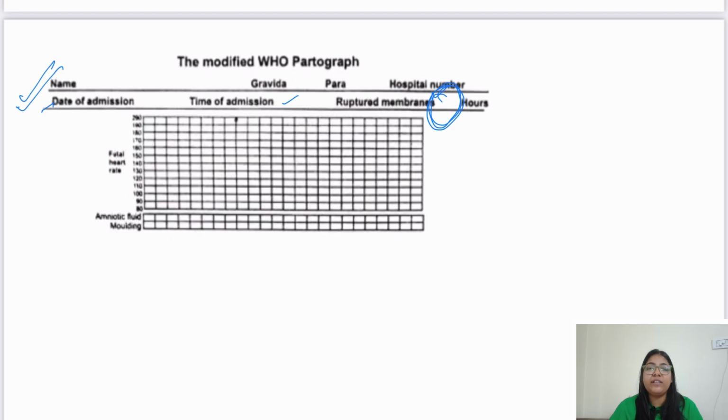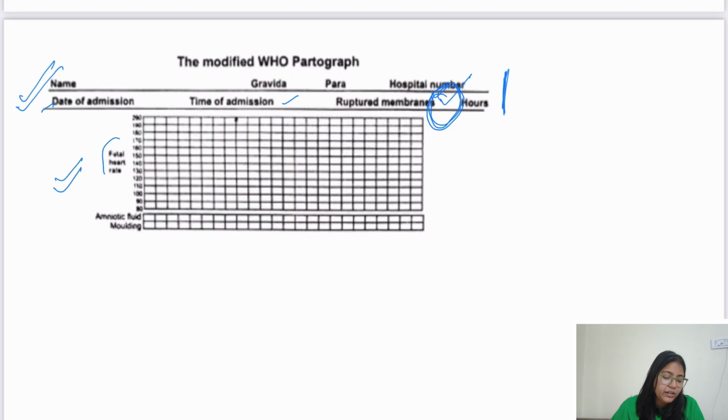And suppose the patient is admitted, and till then there is no rupture of membrane, but after admission she is in spontaneous labor, there is progression of labor, and then suddenly there is spontaneous rupture of membrane. So you mention that time here, or when you have made artificial rupture of membrane, you mention that time here. So this is the patient particulars first, and then comes the fetal part.